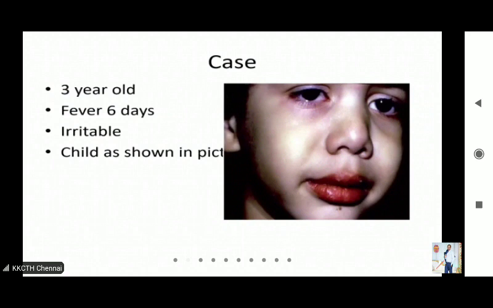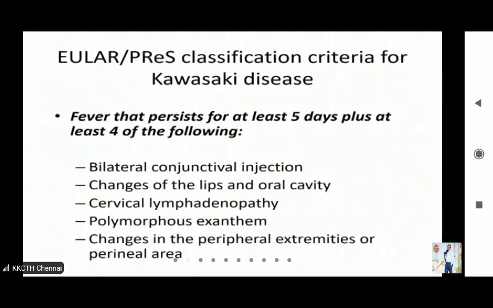Then the last case is a very easy case, which you're probably seeing on a day-to-day basis. A 3-year-old presenting with fever for more than 6 days, who has this appearance with red eyes, red mouth, and a miserable, irritable child. The child is as shown in the picture. I don't think I have to tell you the diagnosis. It's already there. It's Kawasaki disease, obviously, and I'm sure all of you know the criteria for Kawasaki disease.